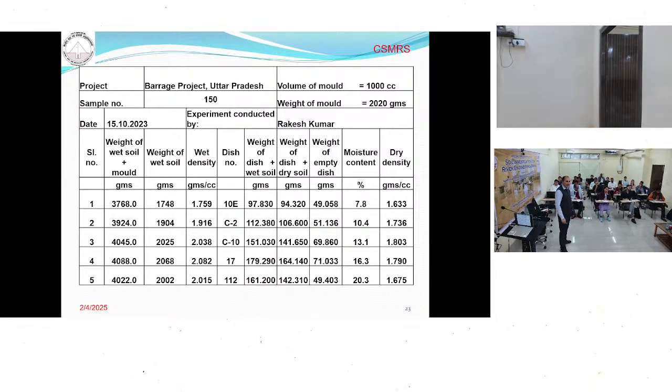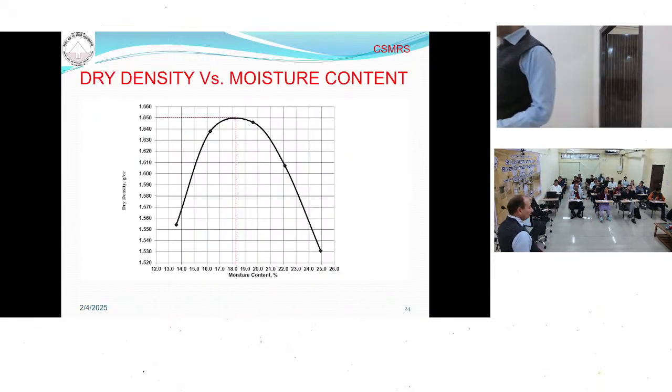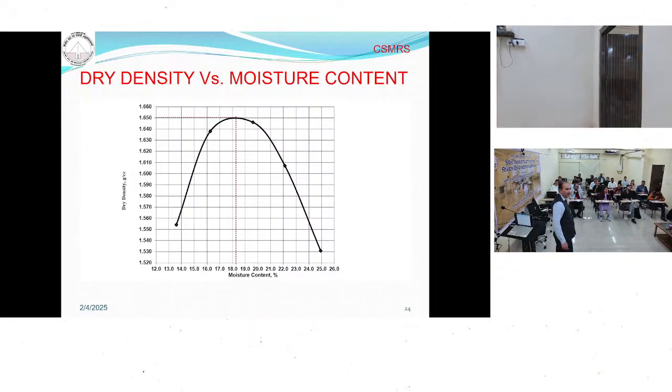After that, you plot a curve between the moisture content and the dry density, and this curve looks like this one. This is called the compaction curve. So this is your maximum dry density, and the moisture content corresponding to this density is called the OMC. This is very important for you.